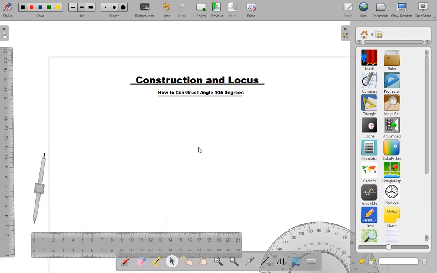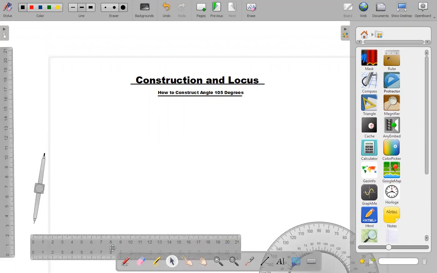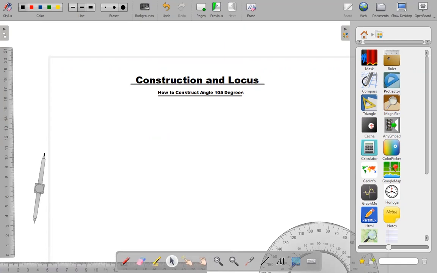In this lesson, we learn how to construct angle 105 degrees. Now, constructing 105 degrees is not a one-step process. There's no way we can get 105 degrees directly. We can get that by adding 90 and 15 degrees together. So first of all, construct angle 90 and angle 15 rather. Then add it up to get 105 degrees.